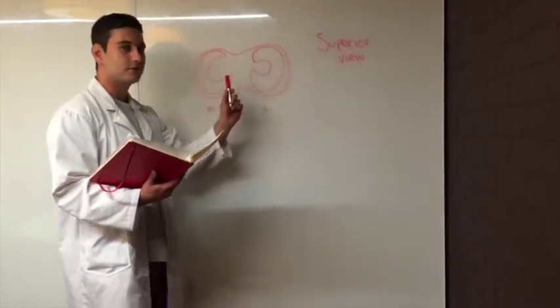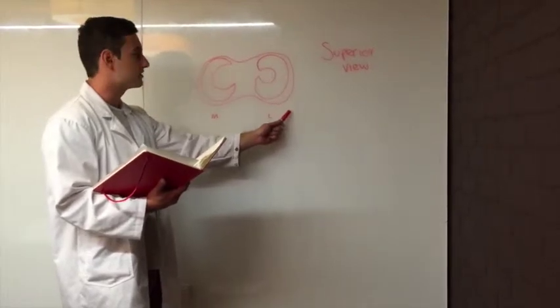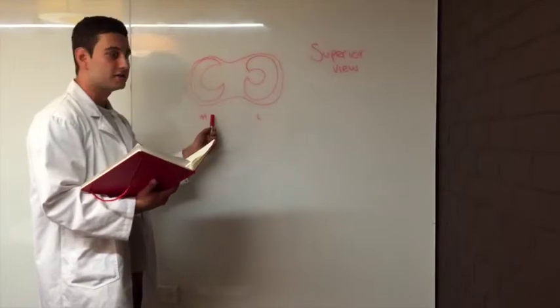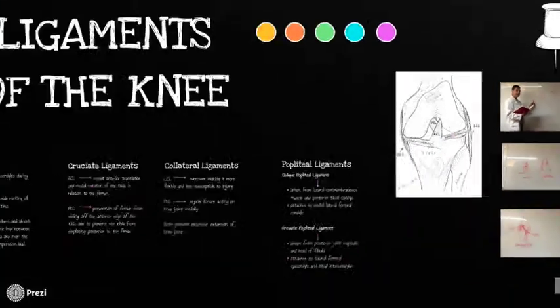This is a superior view of the two menisci. Here we have the lateral meniscus, which is thicker and larger compared to the medial meniscus. This is because it is stronger than the medial meniscus.